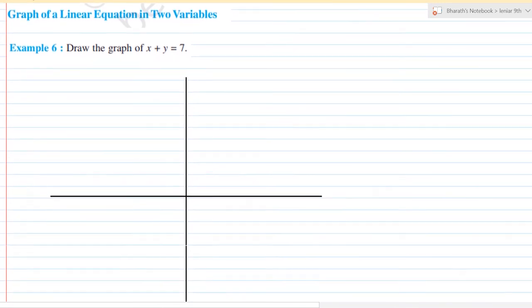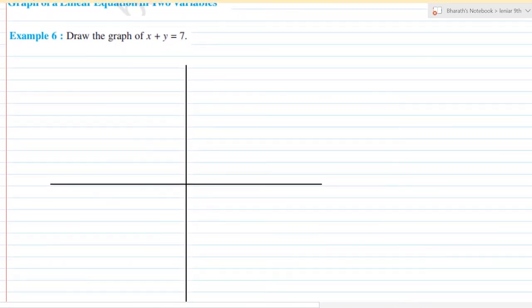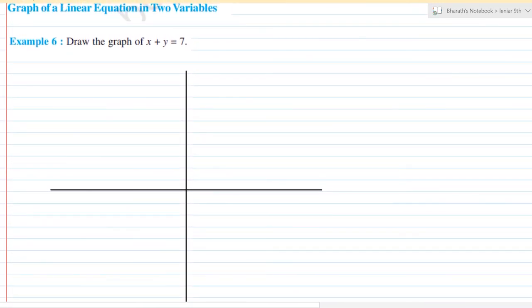Graph of a linear equation in two variables. Simple, same thing. Take y on one side and send all the rest, integers and variables, to the other side. Make a table with x and y. If x is 1, y is 6. If x is 2, y is 5. If x is 3, y is 4. Make a table.